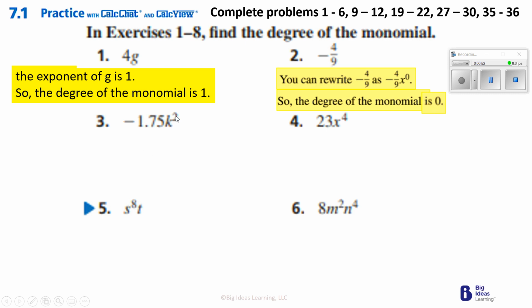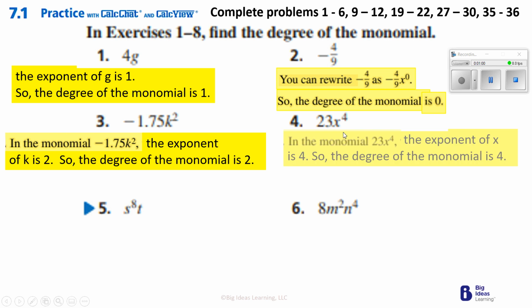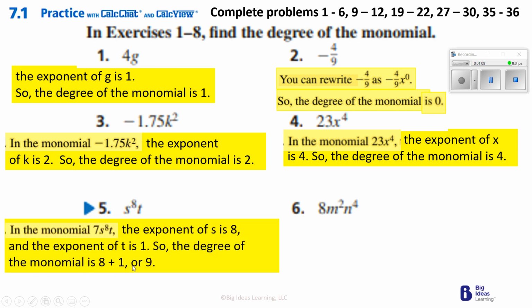Over here we see k is to the second power. There's no other variables, so the degree is 2. Then this degree is going to be 4. Again, there's no other variables here. Then we have 2 variables here, 8 on one and 1 on the other. 8 plus 1 is 9, so the degree of the monomial will be 9.